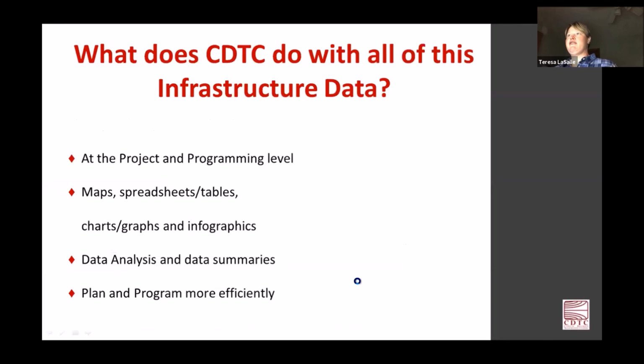So we have all this data. What do we do with it? Well, we use it at both the project and programming levels. We create maps, spreadsheets, tables, charts, graphs, and infographics to view, analyze, and disseminate the information. We also perform data analysis and create data summaries. And with an increasing focus on data-driven decision-making and the challenge of limited funding, these data inventories help us to plan and program more efficiently.